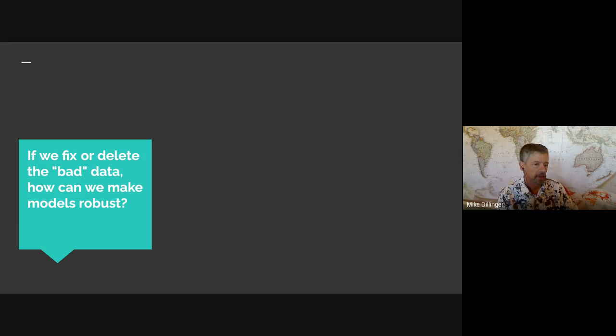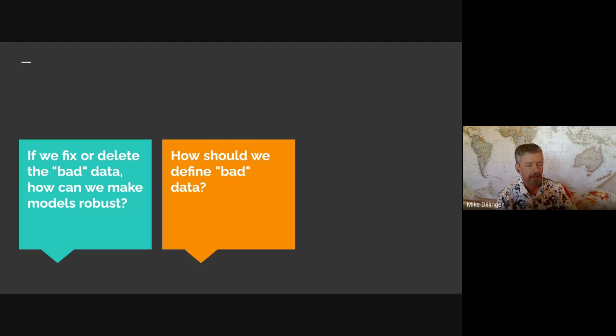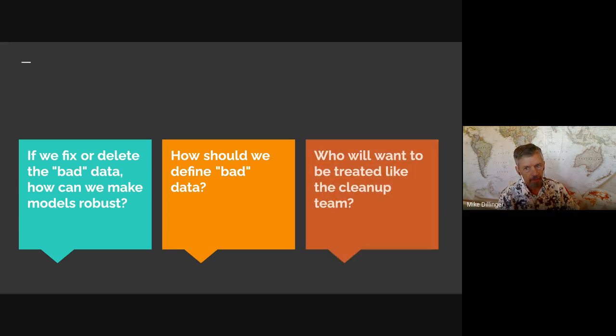And then my question now is, well, if we fix or delete the bad data, then how can we make the models more robust? So that is kind of counterproductive. And then how can we define bad data? In the context of someplace like eBay or LinkedIn, where there's lots of user-generated data, this gets very, very, very complicated. And another point with this is, well, who's going to want to be treated like a cleanup team? This is a problem that I see all the time, where there's a significant mismatch between the way the engineers and the non-engineers are treated and interact with each other. And that leads to a lot of problems. So for all these reasons, I say just don't clean up your data. It doesn't make any sense to clean it up.